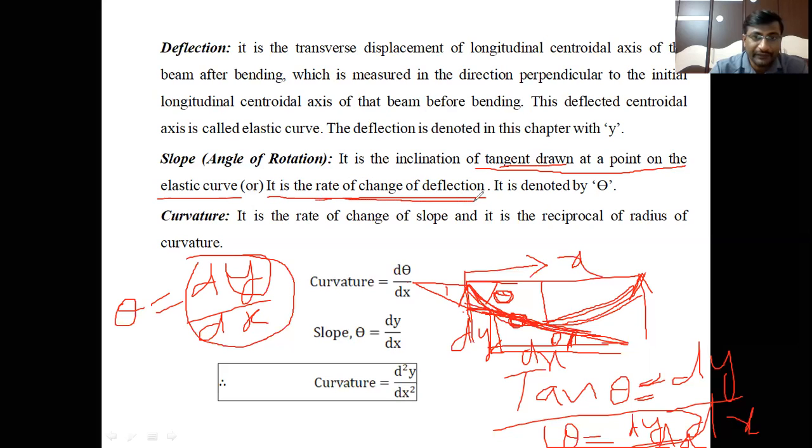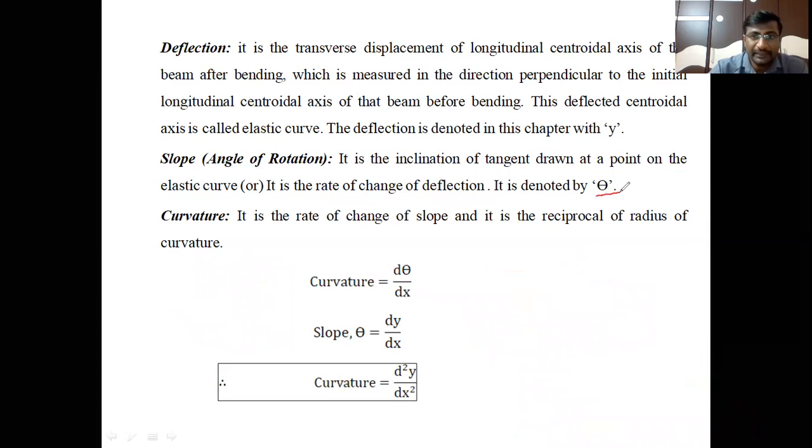The rate of change of deflection is called the slope, dy by dx, so it is denoted by theta. Clear, students? The slope of that bending curve at a particular point is called the slope or angle of rotation, which is denoted by theta. It is the rate of change of deflection, or it can be defined as the inclination of the tangent drawn at a point on the elastic curve.